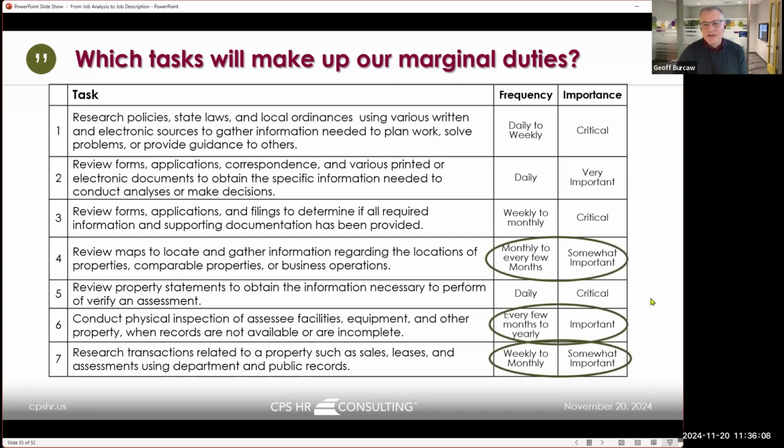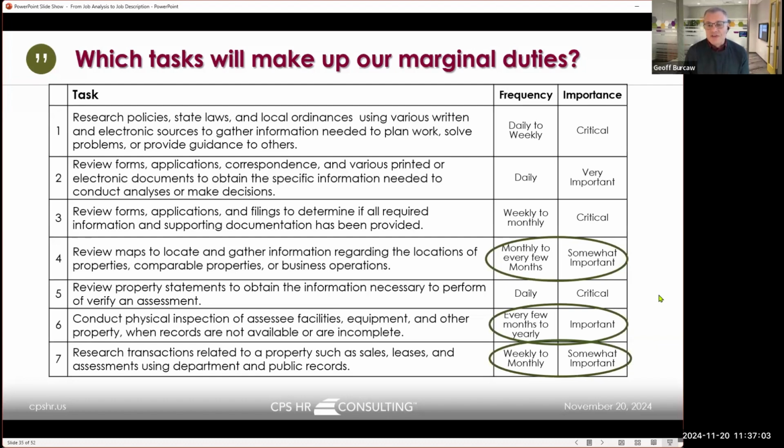But generally speaking, it's pretty easy to identify in our job analysis results which things are a little bit more marginal. If you look at number 4 here, performed monthly to every few months, so not that regularly, and it's only considered somewhat important. Now, somewhat important is still not unimportant. It's still a little bit important, so that's pretty good for a marginal thing. Number 6 is considered important, but it's only performed every few months to yearly. So not very often, a once in a while thing. Number 7 is just somewhat important. So these are things that are not critical or very important. They're not performed daily or every couple of days, but they're still performed. So these are excellent tasks to use for creating our marginal duties.